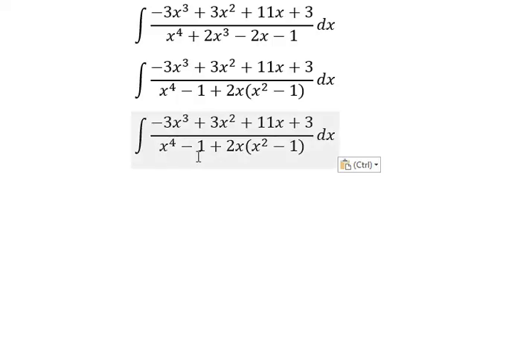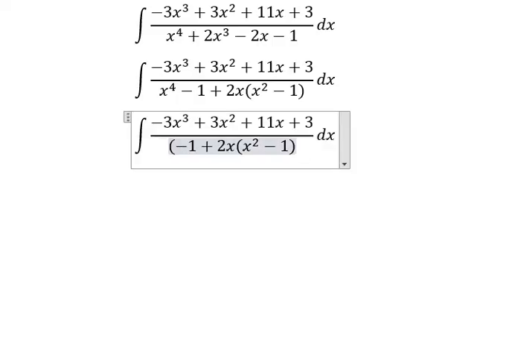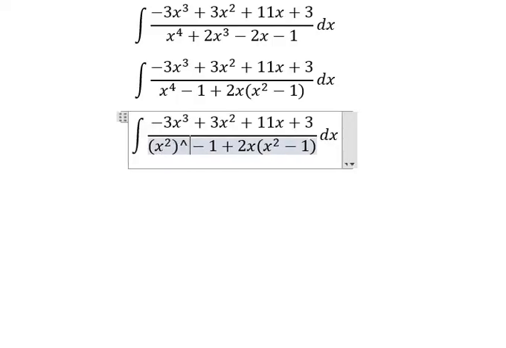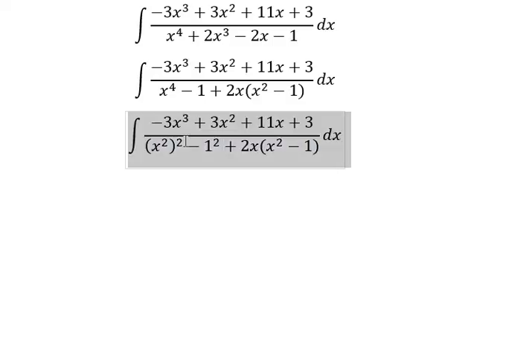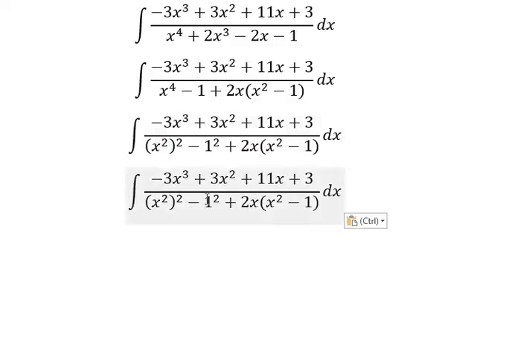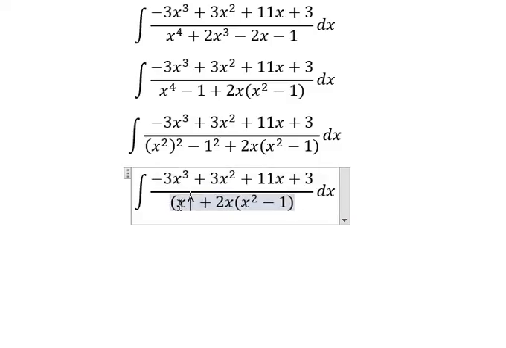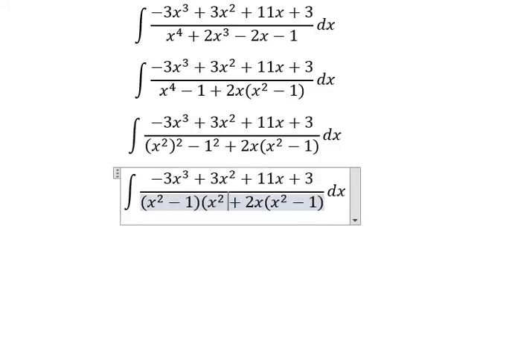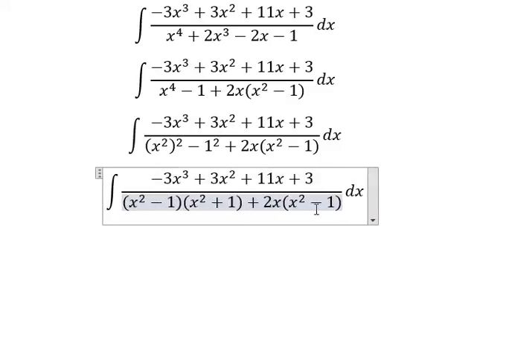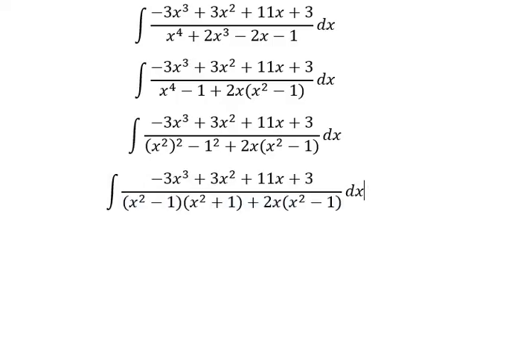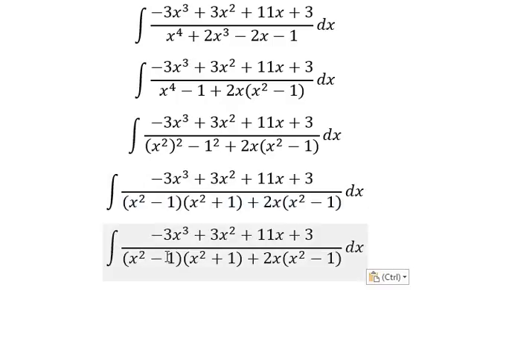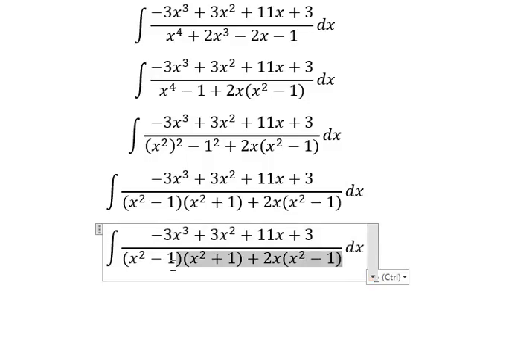s to the power of 4 minus 1 we can write as s squared to the power of 2. Number 1 is about 1 squared. So we can put s squared minus 1, s squared plus 1. We have s squared minus 1, s squared minus 1. We can do another factorization.